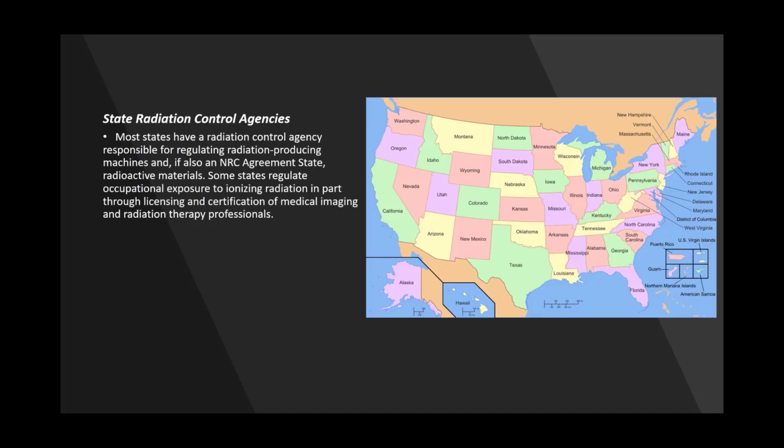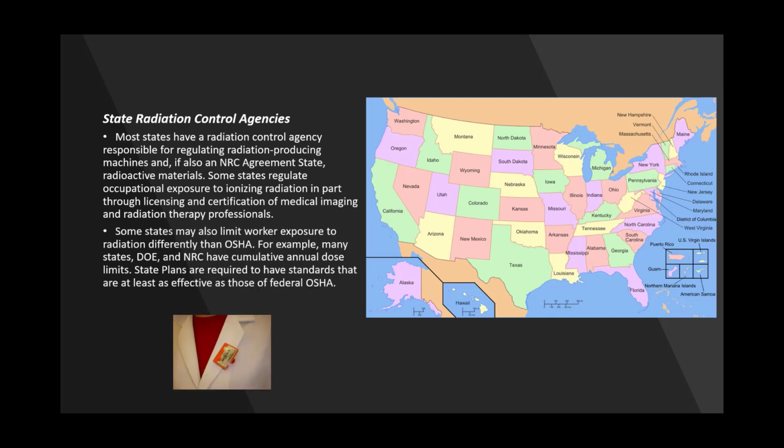We have 50 states and a number of territories. Most states have a radiation control agency responsible for regulating radiation-producing machines, and, if also an NRC agreement state, radioactive materials. Some states regulate occupational exposure to ionizing radiation, in part through licensing and certification of medical imaging and radiation therapy professionals.